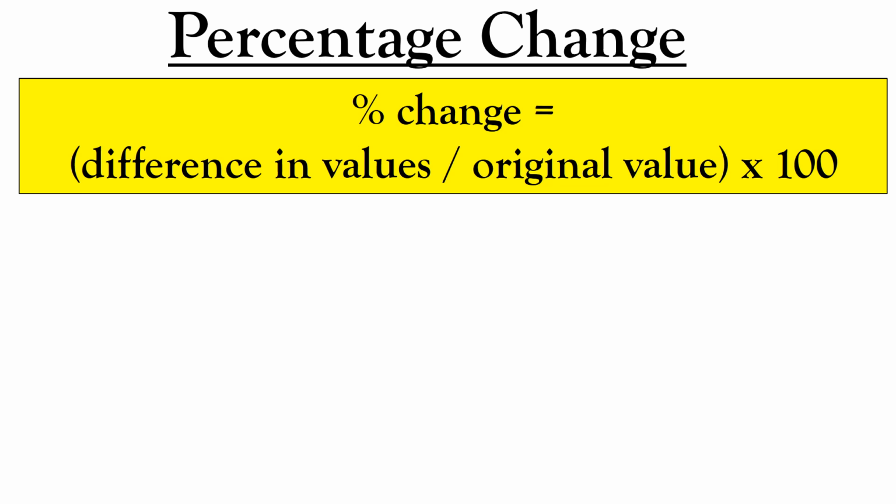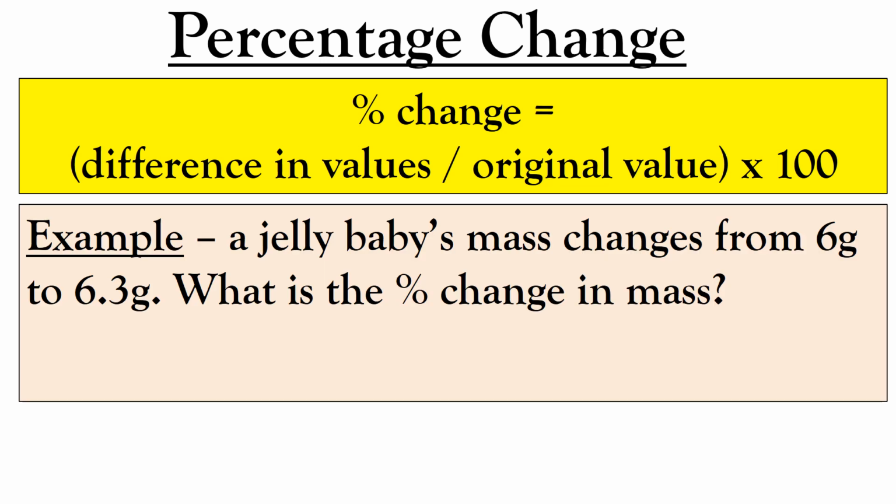So related to this, I want to try a few little calculations. If you've got a calculator, get it out, or get it open on whatever digital device you're using. Hopefully you remember this from S3 or maths. Percentage change is equal to the difference in values divided by the original value times 100. Here is an example involving a jelly baby. A jelly baby's mass changes from 6 grams to 6.3. What is the percentage change?